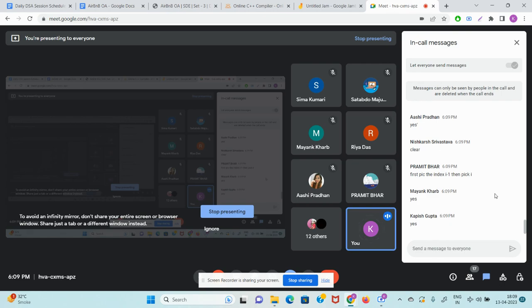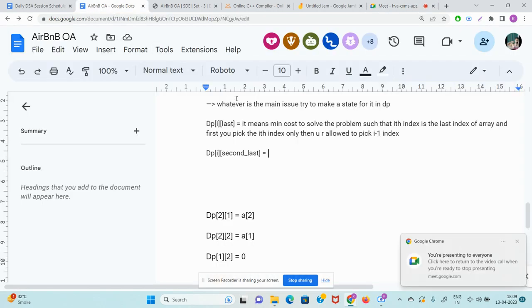Yeah. Only two things can happen. That's why I'm writing both the states. Then if you take the minimum of both the states, you will get the answer. Common sense. So, guys, what is the other stuff?